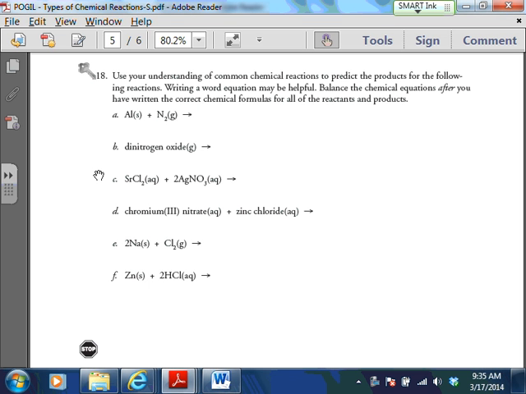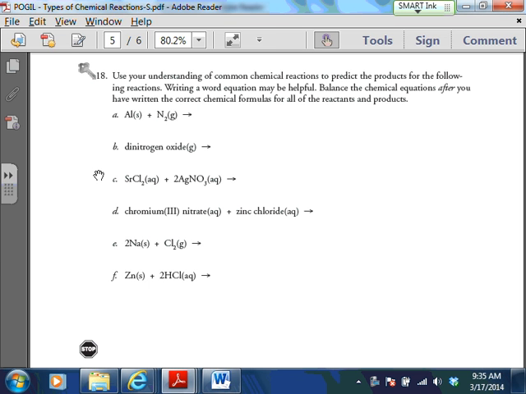So the first one, we have one element and one element, right? So, think about our scenarios. What is that? Okay, yeah, that's synthesis, right? Because this is our love story, right? Aluminum and nitrogen find each other, okay? Dinitrogen oxide, well, that's just one thing on the reactant side. So what does that have to be? That has to break apart. That's the only thing it can do, right?